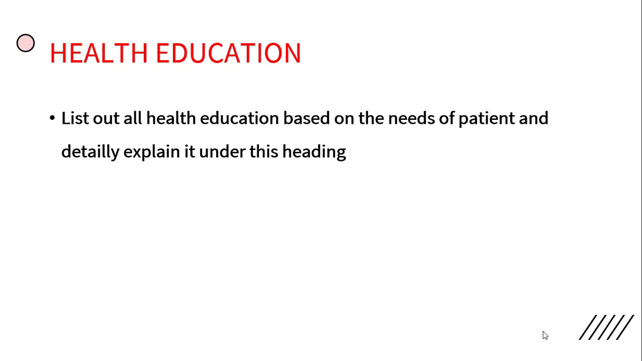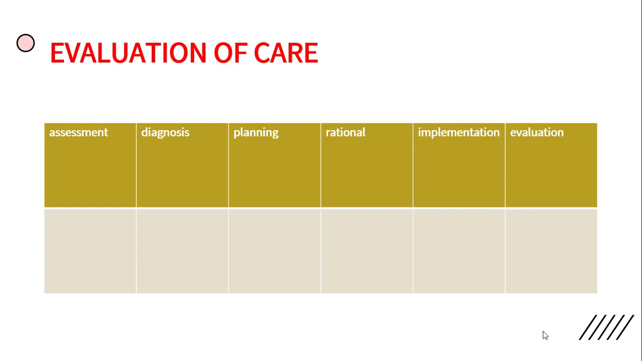Then you have to write the health education. That means list out all the health education based on the needs of the patient and explain it in detail under this heading. After that, last heading, that is evaluation of care. Under evaluation of care, again you write the nursing care plan format and fill the evaluation column. Assessment you write, diagnosis you write, planning you write, rationale you write, implementation you write. At last, evaluation column you have to fill, like the patient obtained, the patient achieved, the patient gained, like that you have to complete the evaluation.